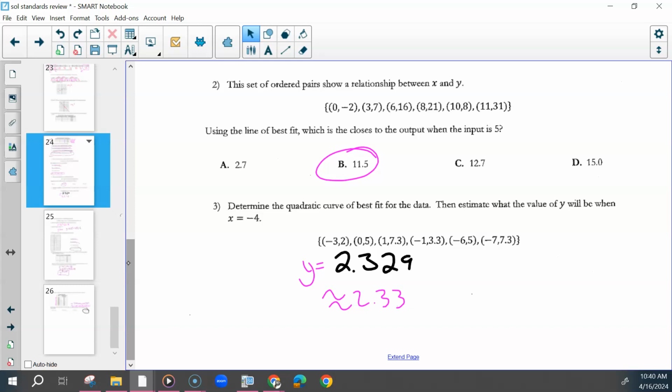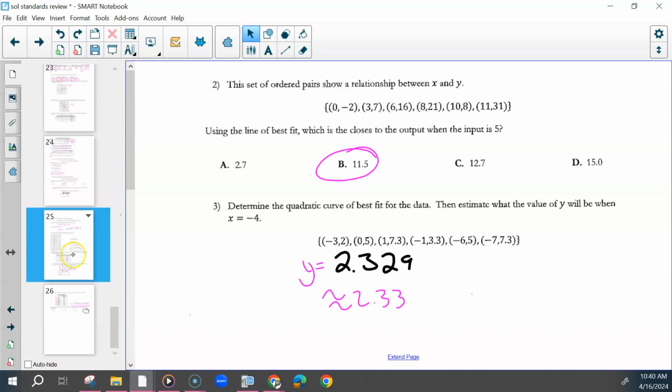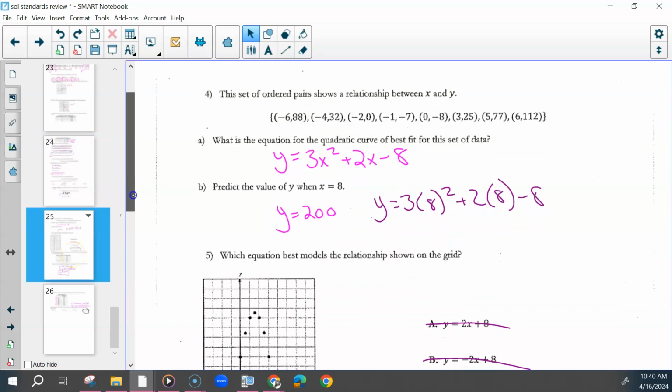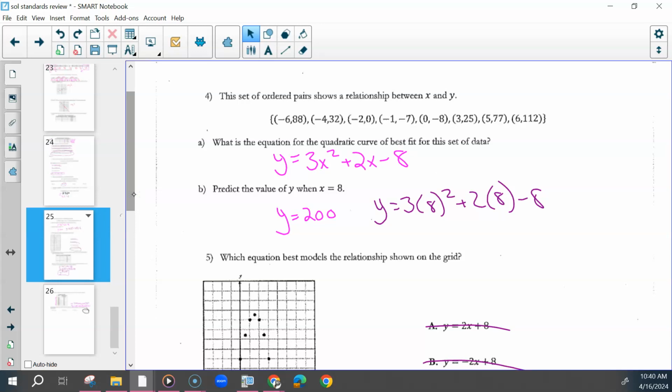And then on to the next page. Number 4, you're looking for, again, quadratic curve of best fit. If you didn't get this, make sure you write it down. y equals 3x squared plus 2x minus 8. And then either putting your x value into that equation or finding the line where they cross, y would be 200.